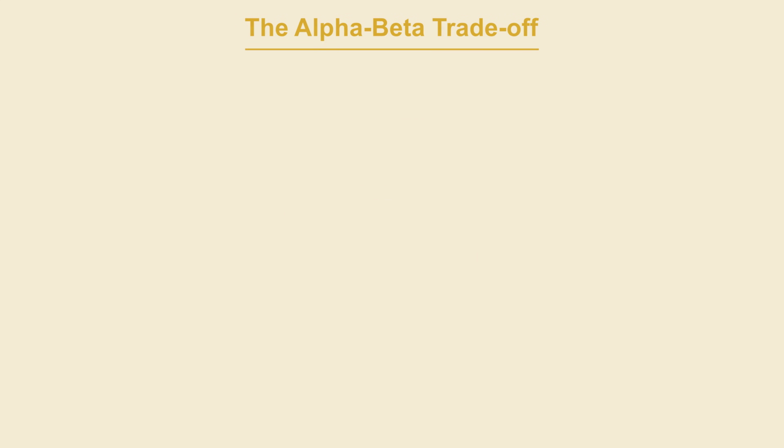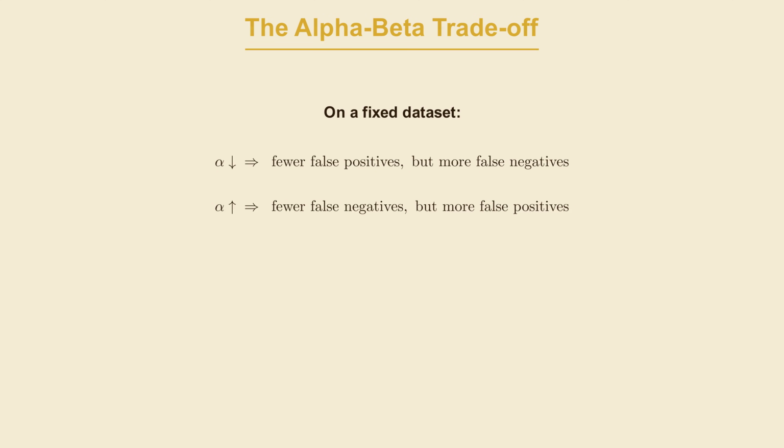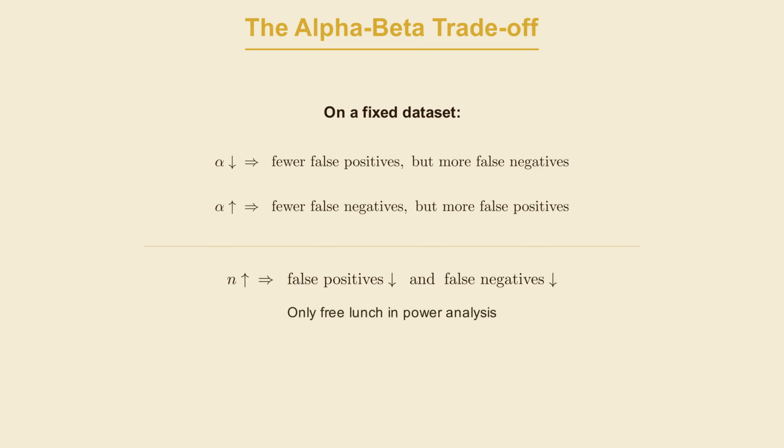Here's the core tension stated directly. On a fixed data set, alpha and beta move in opposite directions. Lower your alpha and you reduce false positives, but the beta will go up. You miss more real effects, and power falls. Raise your alpha and power increases, but you end up with more false accusations. You're trading one kind of error for another, and that trade-off doesn't go away just by choosing carefully. It's built into the structure of hypothesis testing. The only lever that improves both simultaneously is sample size. More data reduces the false positive rate and the false negative rate at the same time. That's the free lunch in power analysis. Everything else is a trade-off.